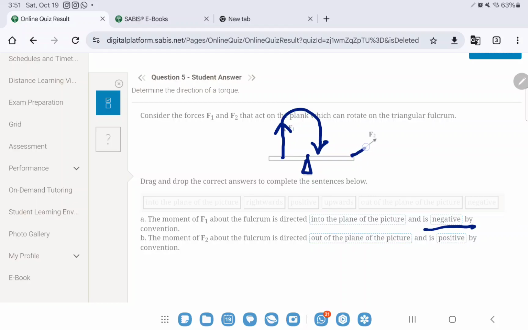This force over here, it's going like, not like this. Actually, yeah, it's going like that. Sorry, my bad. So if it's going like this, it's counterclockwise, so it's positive. And if it's counterclockwise, it's out of the plane of the page. Just memorize them, I guess, if you don't know the right hand rule.